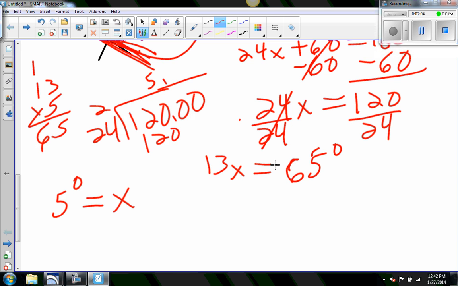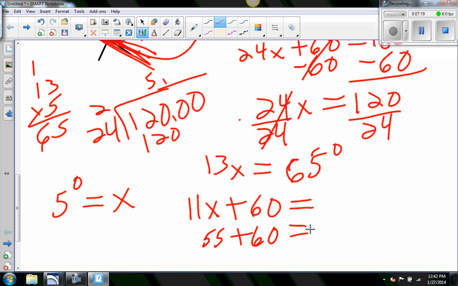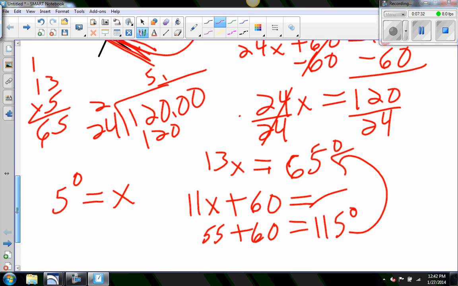And then since I know that those two have to add up to 180, to find the 11x plus 60, I could do it two ways. I could just put the 5 degrees in right here. 11 times 5 is 55, plus my 60 is 115, right? 115 and 65, do they add up to 180? Yes. So I could have just taken 180 minus 65, and that would have given me this answer as well.